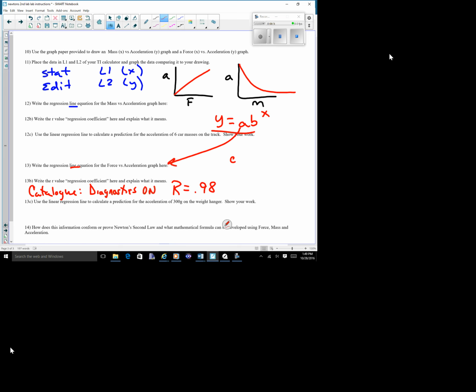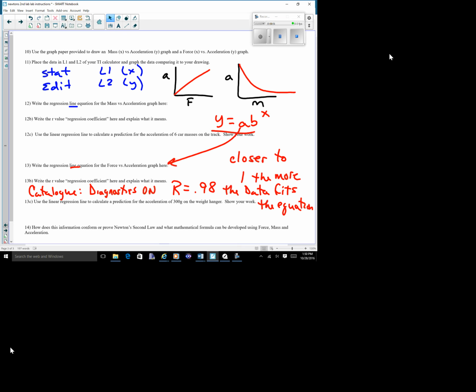The closer that number is to 1, the more the data fits the equation. So if your data is a little bit off, it'll be like 0.8. But if it's almost right on, it'll be 0.99. If it's dead on, it'll be 1. So you're really hoping that we get an R value close to 1. If you do get an R value close to 1, that means you just proved Newton's second law because all your data is matching your formulas.